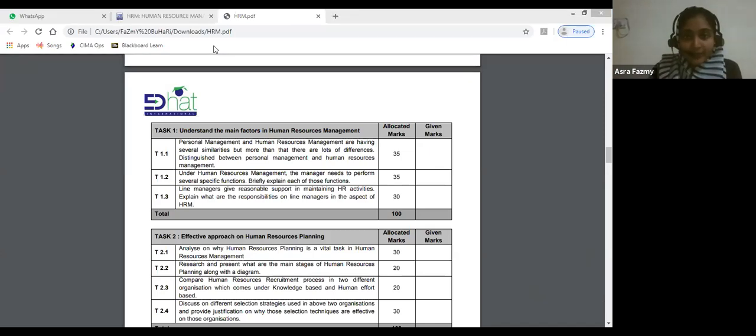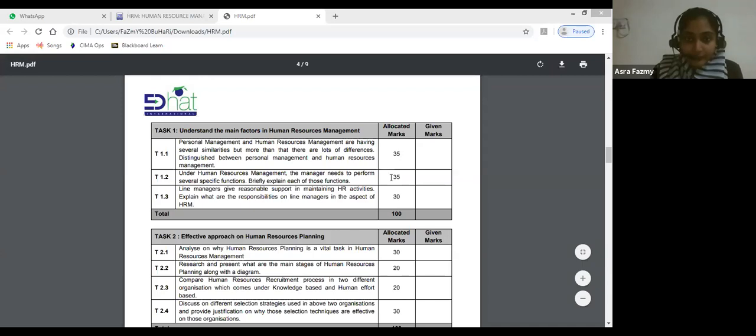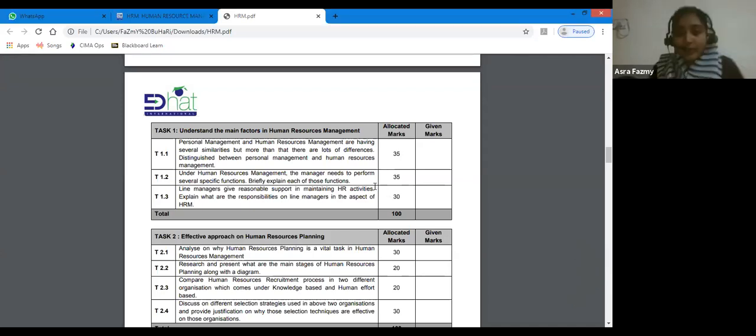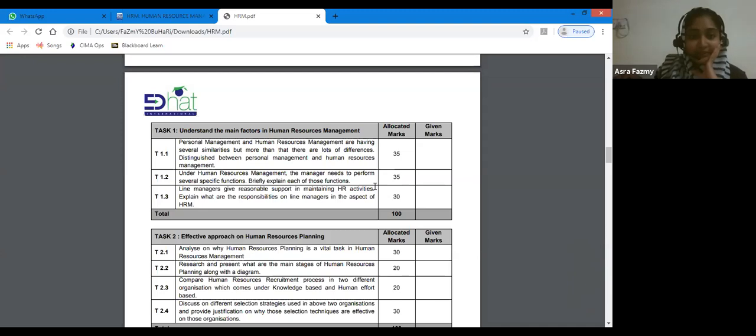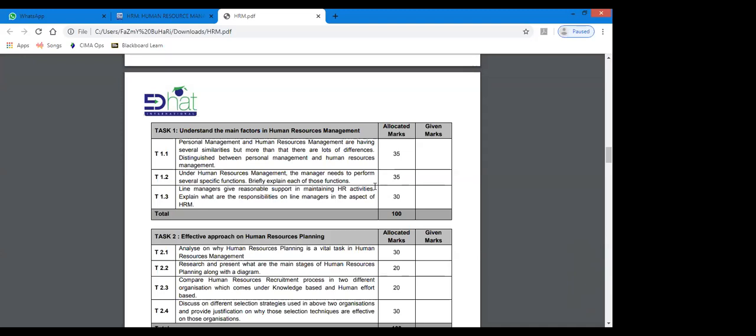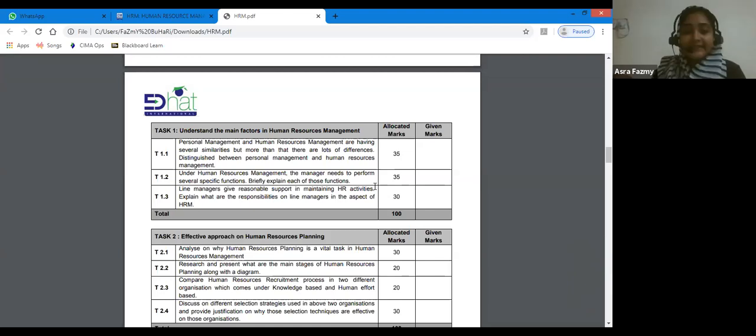You have to explain each one of these functions, okay? And the next one is task 1.3. Line managers give reasonable support in maintaining HR activities. Who are line managers? People who directly deal with the employees.